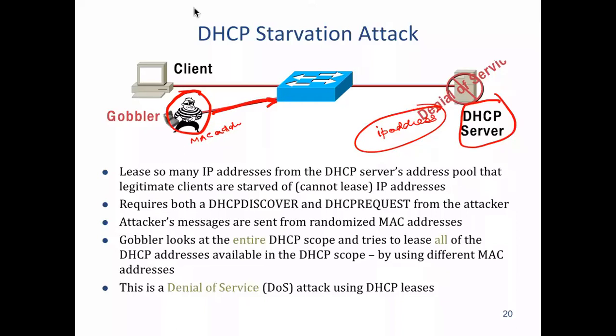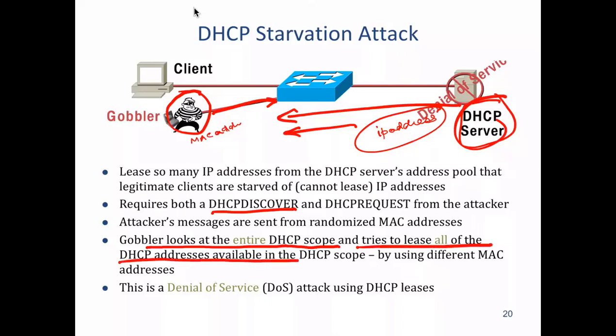What request? A DHCP discover request. Okay, and the server will respond. Now we change the MAC address again, send the request, the server responds back, and it keeps going. In this way, at a very high speed, it can grab almost all IP addresses. So gobblers look at the entire DHCP scope and try to lease all the DHCP addresses available in the scope. The DHCP scope is nothing but all the parameters or all the IP addresses that are available.